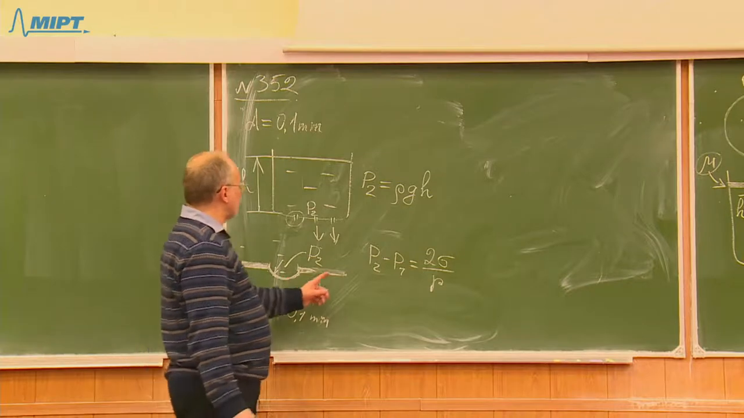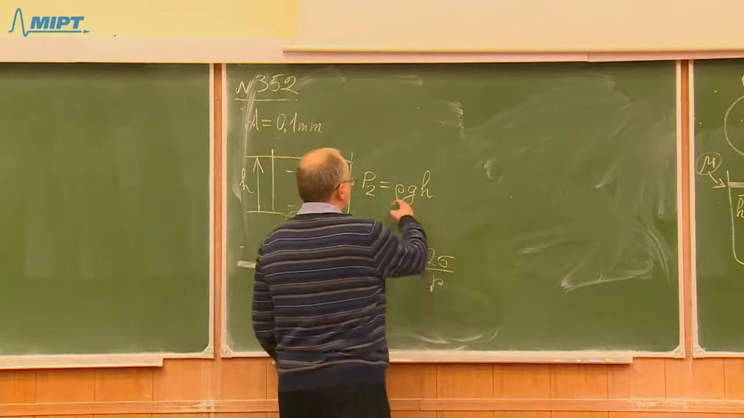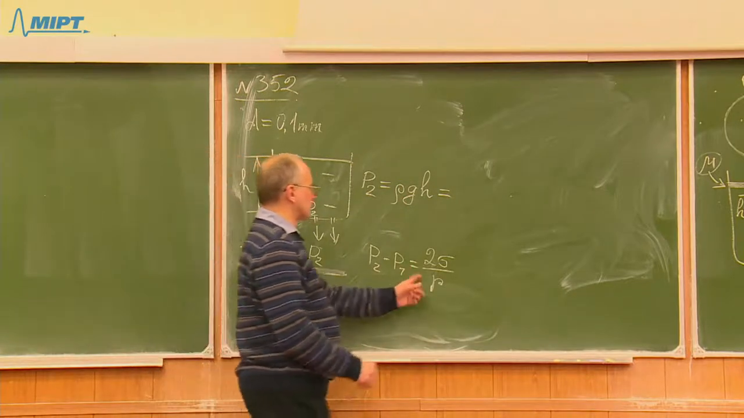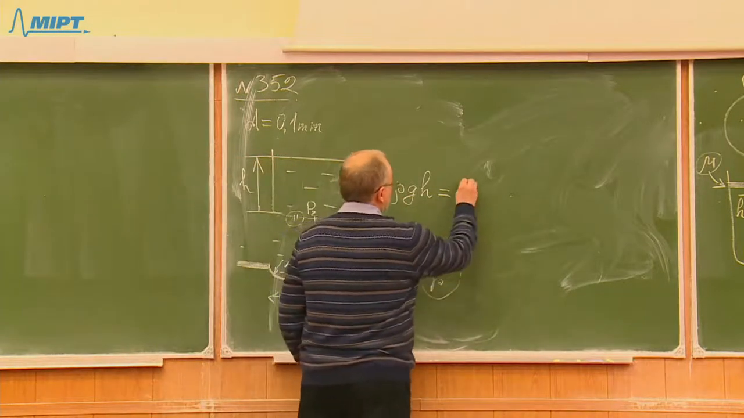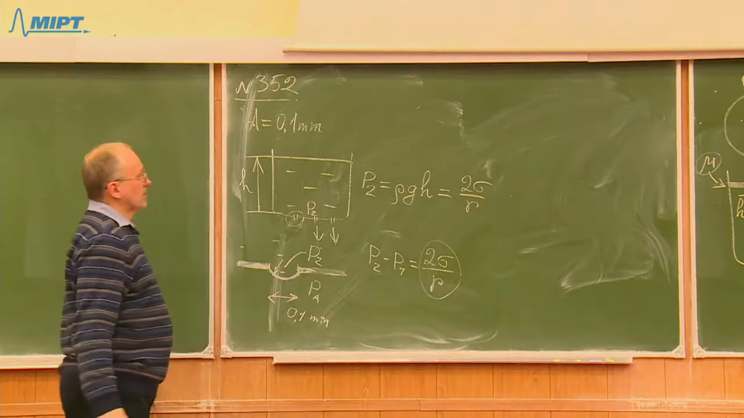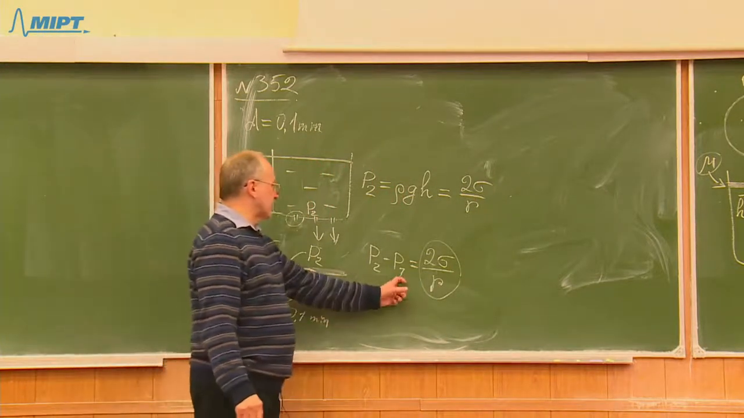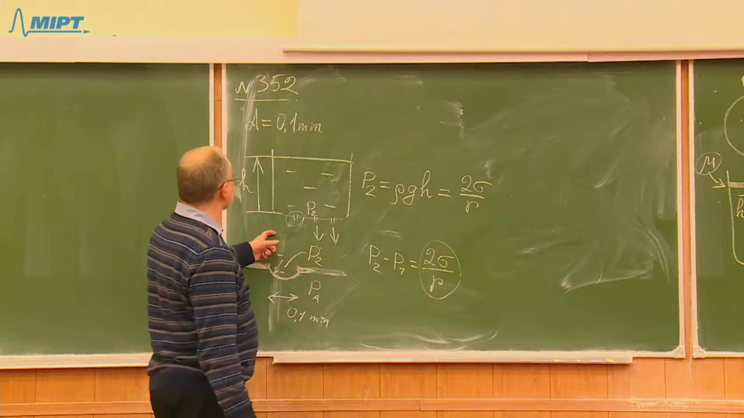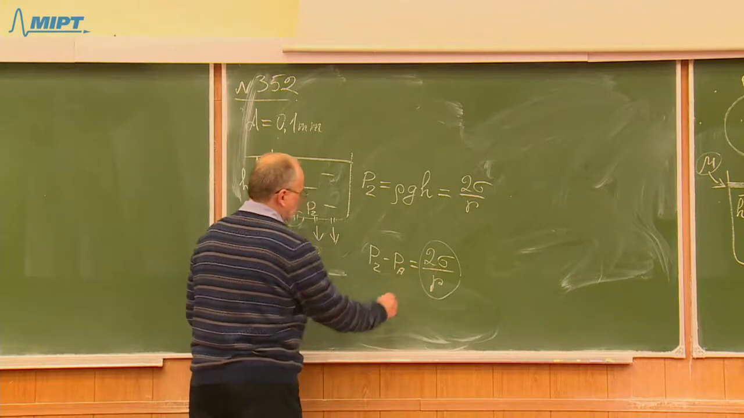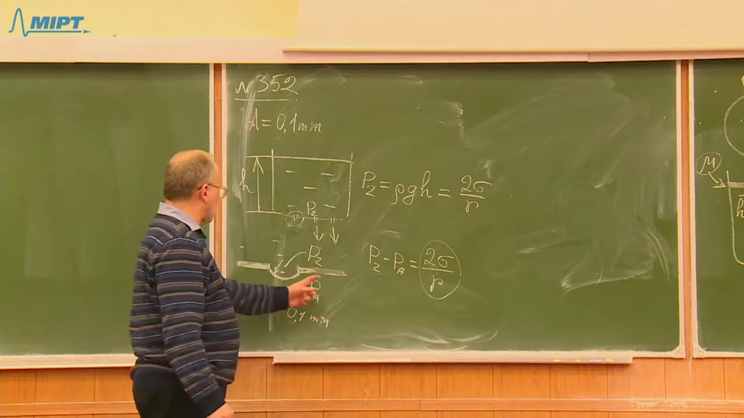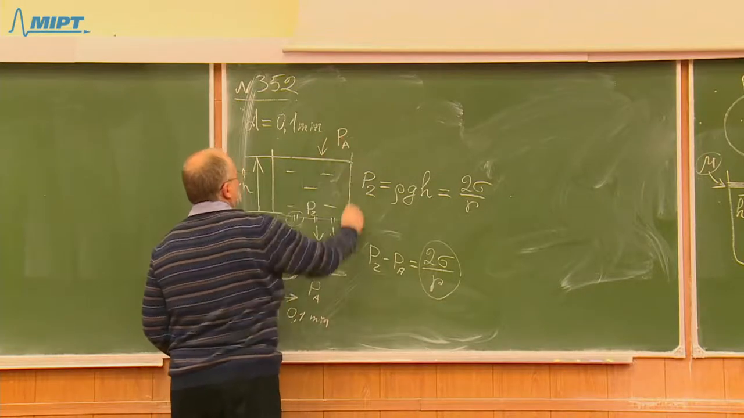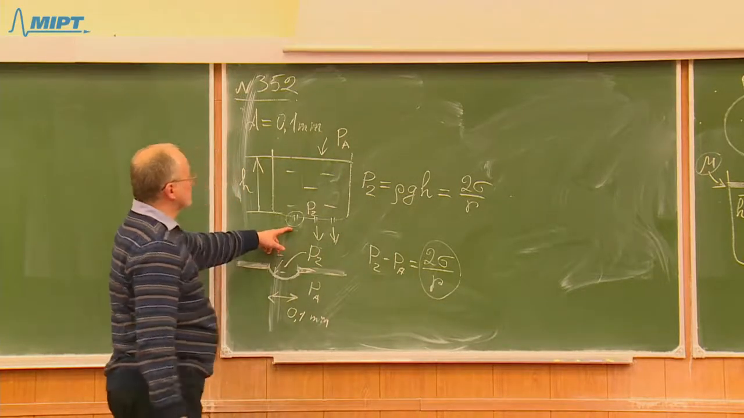So at this maximum height, the pressure of water inside must be equal to this quantity, 2 sigma divided by the radius of this small hole. I don't take into account the pressure P1 outside, P atmospheric, because atmospheric pressure is the same here and here. Also atmospheric pressure here and here is also atmospheric pressure.